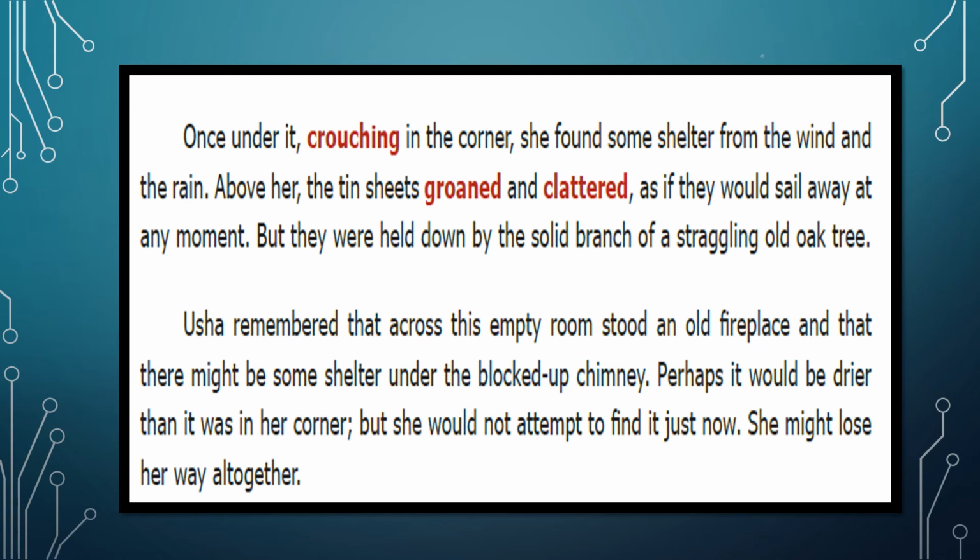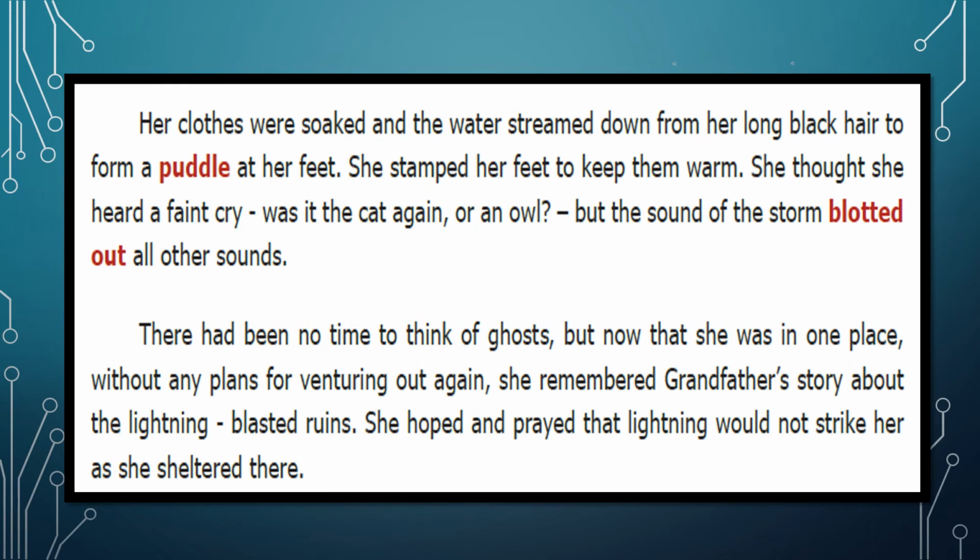Above her, the tin sheets groaned and clattered as if they could sail away at any moment. But they were held down by the solid branch of a straggling old oak tree. Usha remembered that across this empty room stood an old fireplace and that there might be some shelter under the blocked up chimney. Perhaps it would be drier than it was in the corner, but she could not attempt to find it just now. She might lose her way altogether. Her clothes were soaked and the water streamed down from her long black hair to form a puddle at her feet. She stamped her feet to keep them warm.